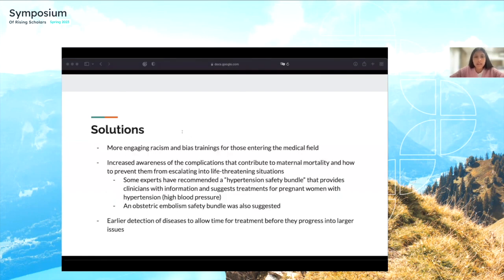So my study also prompted some solutions from both the papers I read and some things I came up with. The first thing I found was that more engaging racism and bias training for those entering the medical field is needed. And while these trainings do exist and are required in many places, there needs to be a greater effort to ensure that those practices are being followed in real life settings and that participants are retaining the information.